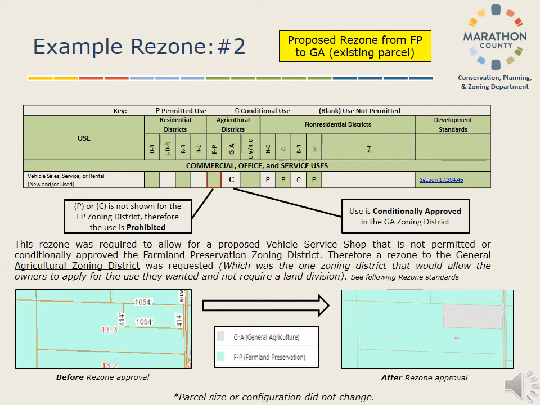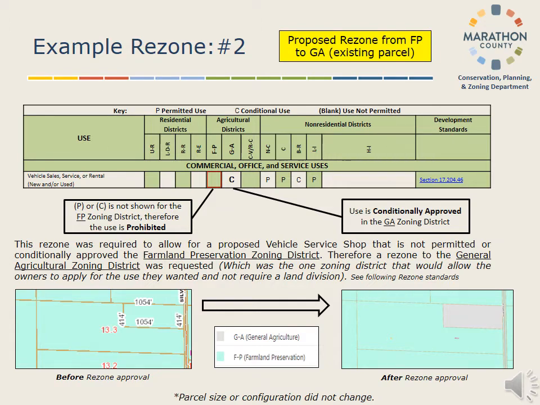Example rezone number 2. This proposed rezone is to rezone lands from the farmland preservation zoning district to the general agricultural zoning district. This is for an existing parcel with no proposed land divisions. This rezone was required to allow for a proposed vehicle service shop that is not permitted or conditionally approved in the farmland preservation zoning district. Therefore, a rezone to the general agricultural zoning district was requested.